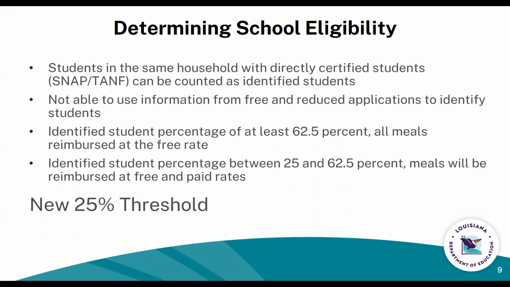A few quick points for school food authorities in determining school eligibility: students in the same household with directly certified students can be counted as identified students. The SFA is not able to use information from free and reduced applications to identify students. If an identified student percentage of at least 62.5% is determined, then all meals are reimbursed at the free rate, while if the identified student percentage falls between 25 and 62.5%, then meals will be reimbursed at a combination of both free and paid rates. So while the children will eat for free, the reimbursement is dependent on your identified student percentage.